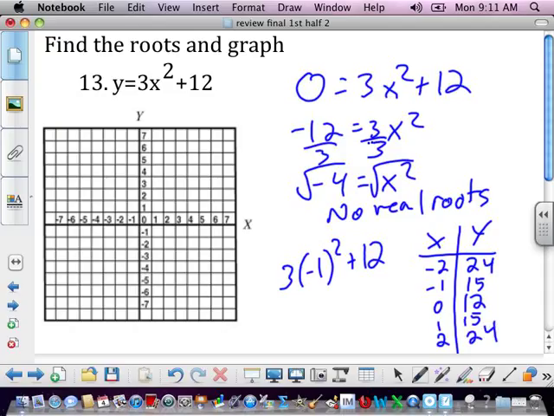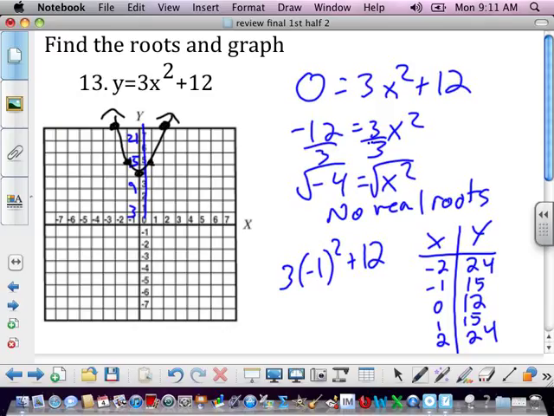We get 15, and for 2 we get 24. All right, the first thing I notice when I look at this graph is the scale's not going to work for me. So I'm going to make the scale, let's make it by 3s. So I'm going to go 3, 6, 9, 12, 15, 18, 21, and finally 24. So at -2, I'm at 24. At -1, I'm at 15. At 0, I'm at 12. At 1, I'm at 15. And at 2, I'm at 24. That's my graph.